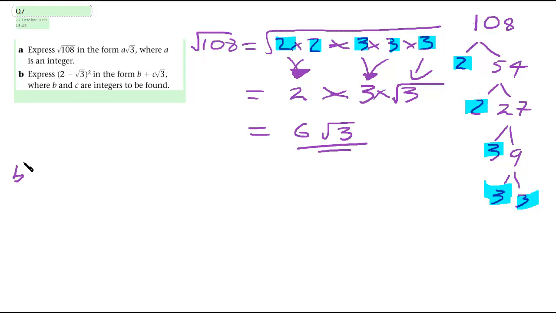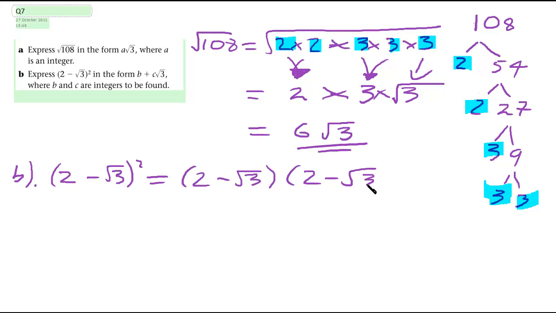Part B. I'm going to write this out longhand. Very important to do. If you fail to remember to multiply out everything properly, it's always a good idea to multiply this out longhand. So remember, 2 minus root 3 squared means 2 minus root 3 times 2 minus root 3. And then use FOIL. First, outer, inner, last.